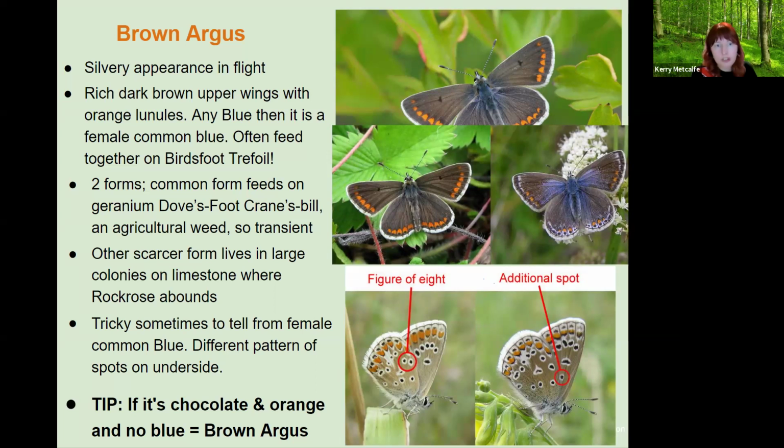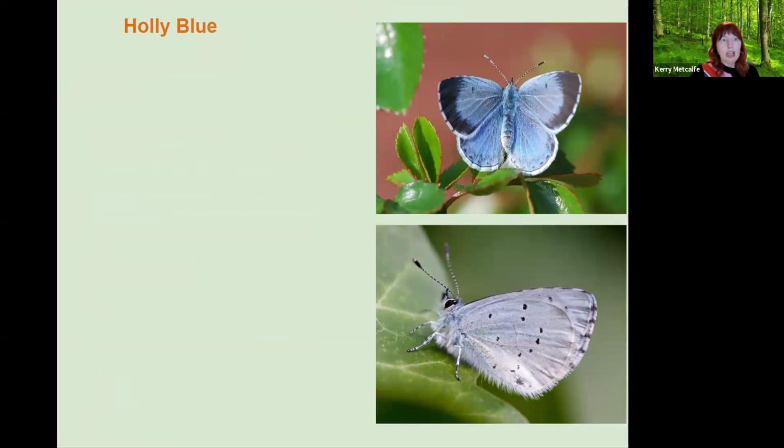So on the left, you can see circled that figure of 8, something that Brown Argus have, but common blue definitely don't. And then in contrast, on the right, common blue have this additional spot on the base of the forewing, the butterfly shoulder if you like, and Brown Argus don't have these. Yes, you're definitely going to need to be very up close and personal with them, or taking a photograph and looking at that.